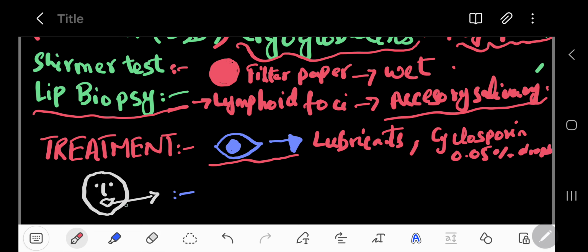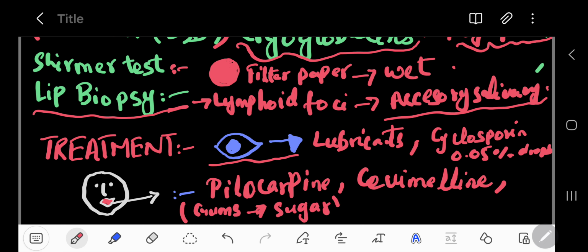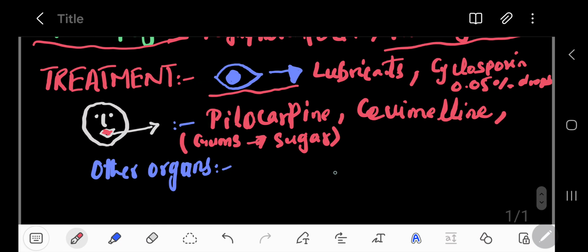For oral dryness, you will use pilocarpine or cevimeline. These are cholinergic agonists. Furthermore, patient is advised to chew gums that do not have sugar, and this chewing of gums produces more and more saliva.